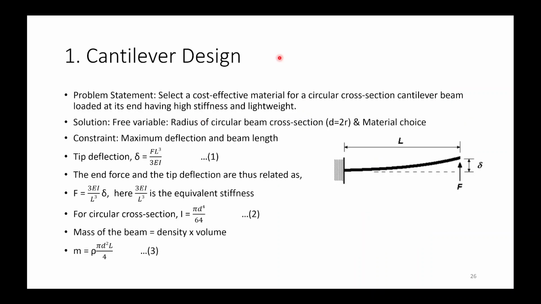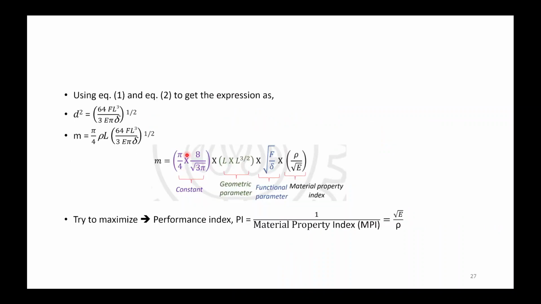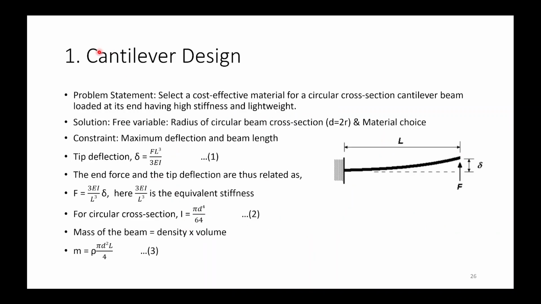Now we'll be taking 4 examples of finding out these performance indexes. The first example is in cantilever design. The problem statement here is: select a cost effective material for a circular cross section cantilever beam which is loaded at one end, having high stiffness and light weight. Stiffness will be in terms of elastic modulus E and light weight will be in terms of density rho.